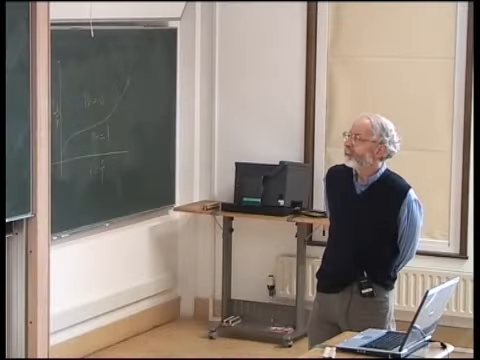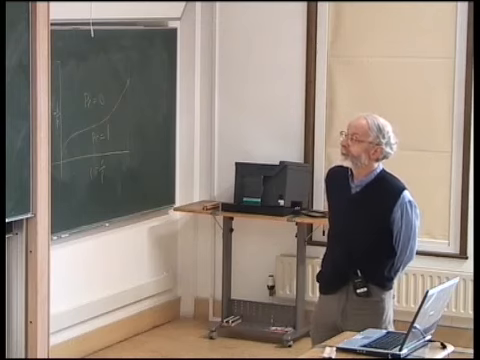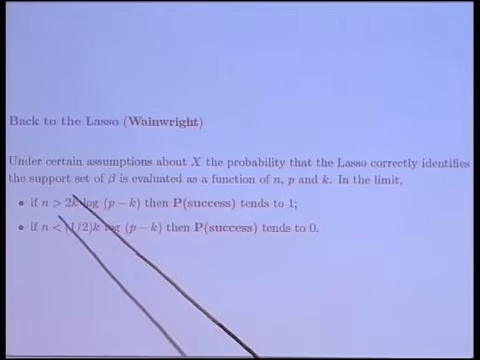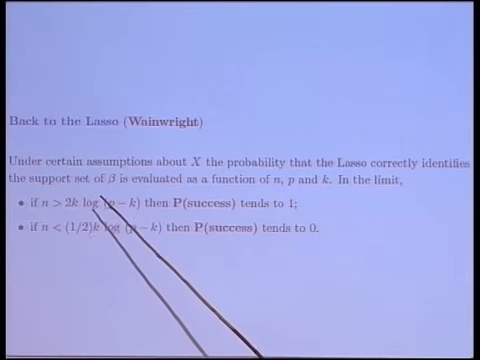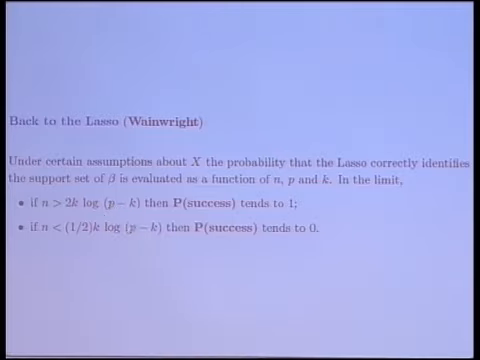Right. Well, Martin Wainwright went back to the lasso and got not quite the same thing, but again, if you have enough data, then with probability 1, using the lasso, you'll identify the solution of the L0 problem. And if n is below a certain threshold, then that probability essentially becomes 0.